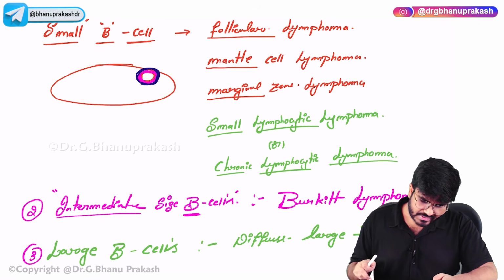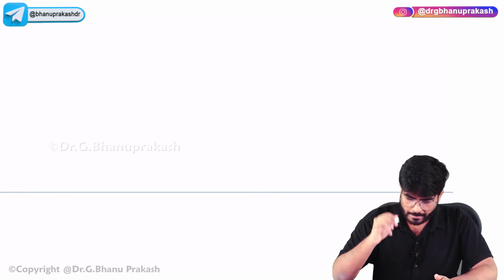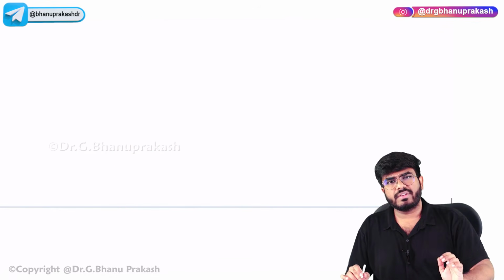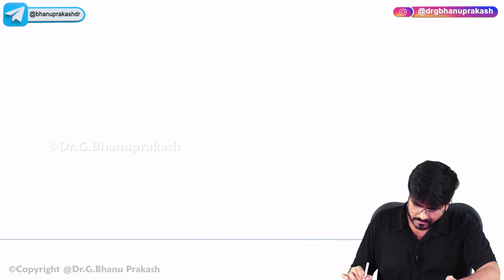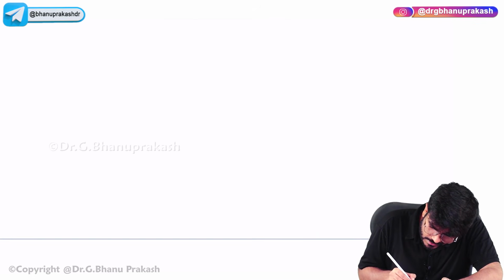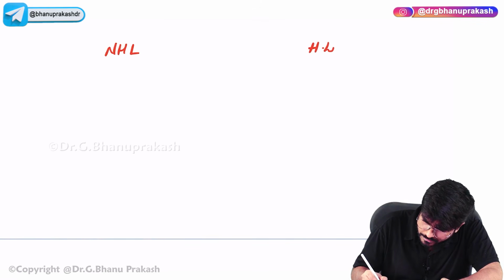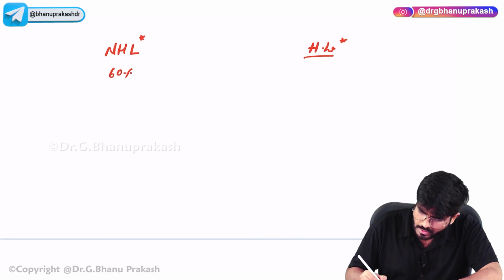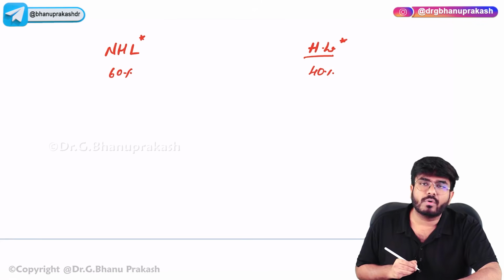Now, having said that, first let's discuss the differences between Hodgkin's lymphoma and non-Hodgkin's lymphoma. Before we enter into these non-Hodgkin's varieties, let's see some important differences. So here, let me write non-Hodgkin's lymphoma, here Hodgkin's lymphoma. Which is more common? 60% of the time non-Hodgkin's lymphoma is common, 40% of the time it is Hodgkin's lymphoma.